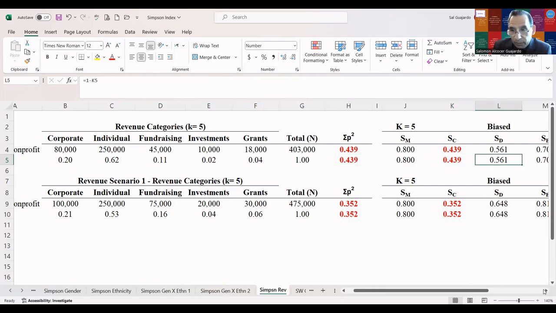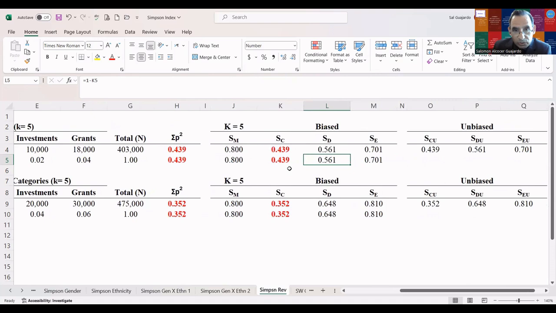If I subtract the concentration score of 0.439 from 1, that's going to give me the diversity score of 0.56. Again, that's a 61% chance that the revenue dollars will be of the same revenue source. When I divide the 0.61 by the maximum possible score of 0.80, that's going to give me the biased standardized score of 0.70, which means that the nonprofit obtains 70% of the maximum possible score of 0.80, given that there are 5 revenue sources.